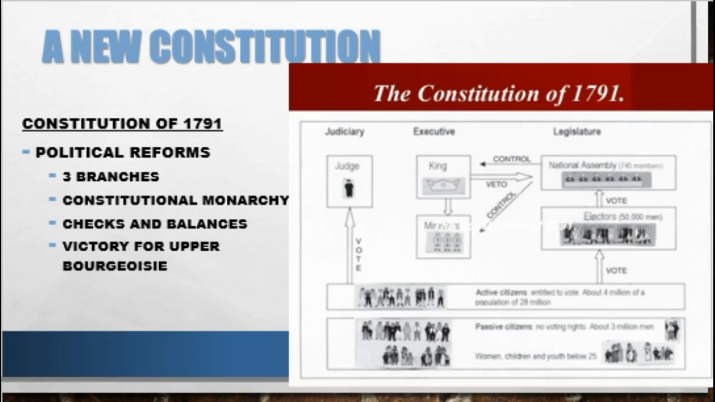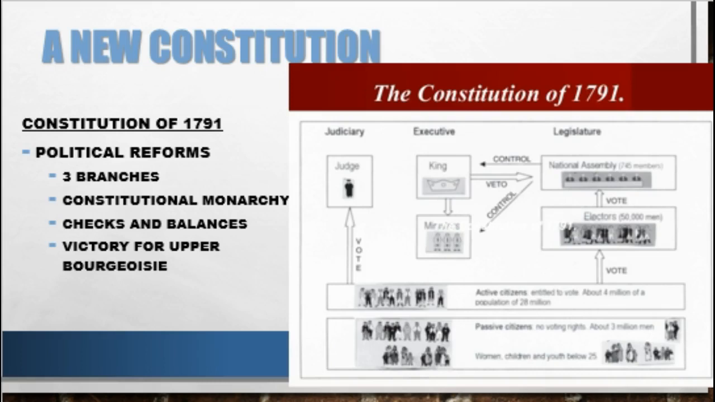And the Constitution of 1791 will establish three branches of government: the executive, judicial, and legislative. So France, under the Constitution of 1791, officially becomes a constitutional monarchy. You must know that. Lawmaking abilities were given to the legislative branch, which was a unicameral, one house, of 745 elected officials for 2-year terms.